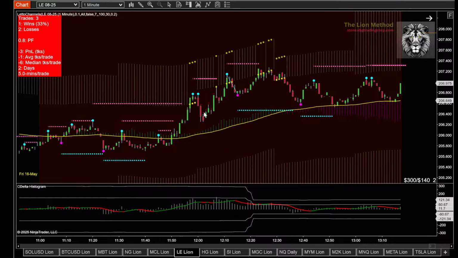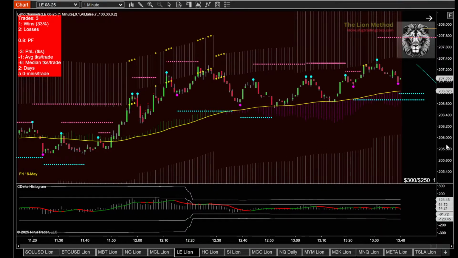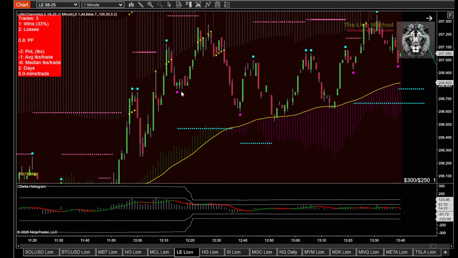I'm looking for overbought, oversold. So we're overbought here, and the market, we don't get a sell signal, first of all. We get one here, however, and that would have been a break-even trade or a little bit of profit.